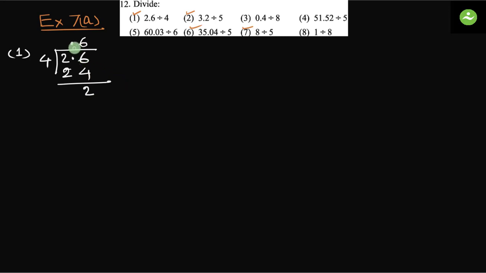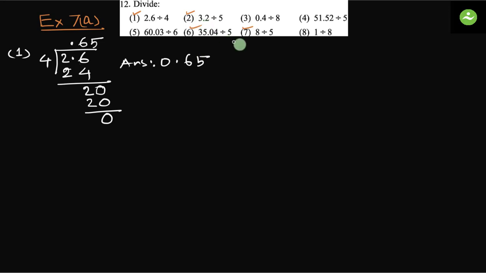When you divide the decimal fraction, always we can, after the decimal, bring 0 to continue the division. So we can bring a 0 here. And now divide 20 by 4. 4 into 5 is 20. Deduct 20, it is 0. The answer is 0.65.